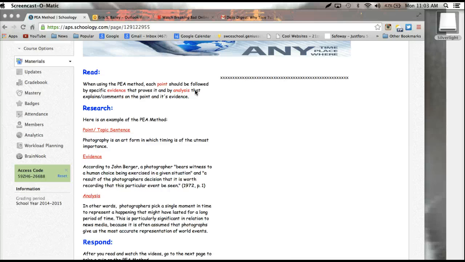Short answer questions are questions that require a statement and then for you to support that statement. So in level one questioning, if I asked you something like, who was the first president of the United States? The answer would be George Washington. That question does not require the PEA method because it's not a statement that somebody could disagree with. It's a fact. Nobody could disagree that George Washington was the first president of the United States.